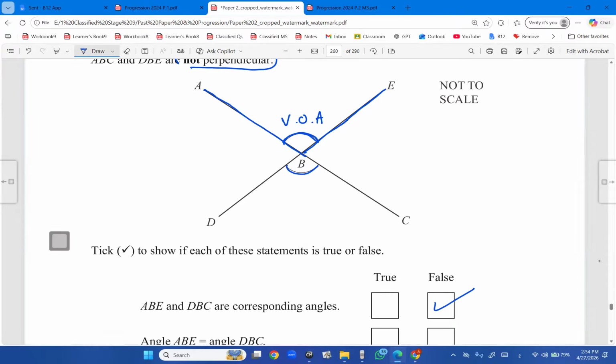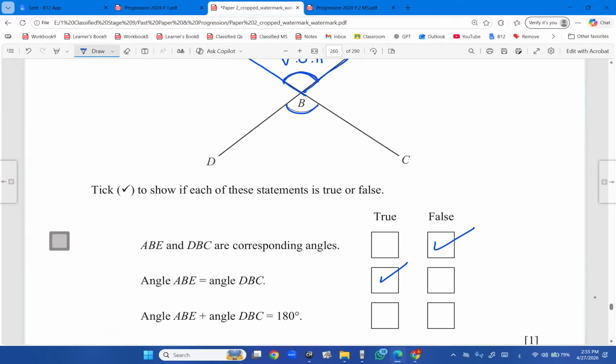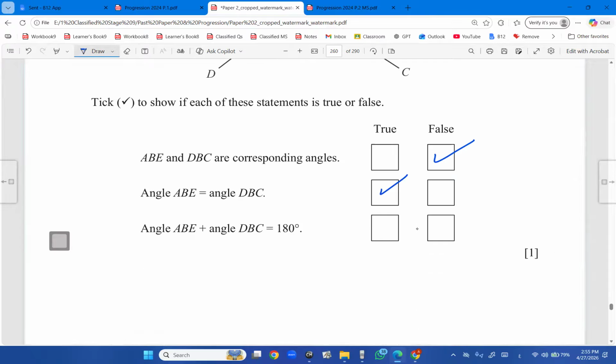All right. Next, angle ABE is equal to DBC. Yes, because they are vertically opposite angles as agreed. Both of them add up to 180 degrees? Well, they are equal, but they told us that they are not right angles. So this is not 90, this is not 90. They are equal, so definitely they are not 180 degrees. They said it, so no, they are not equal to 180 degrees together.